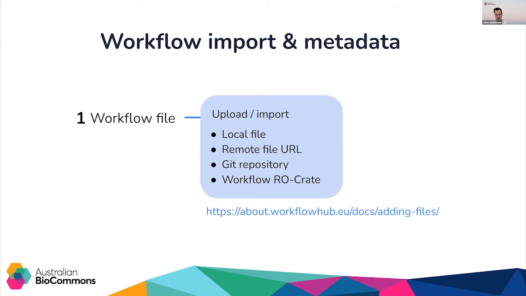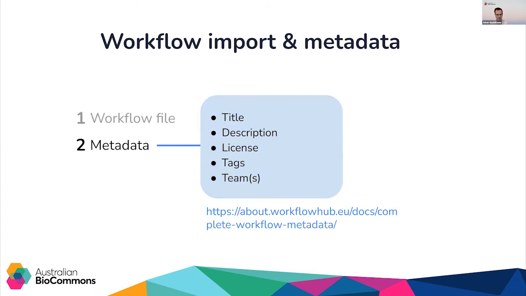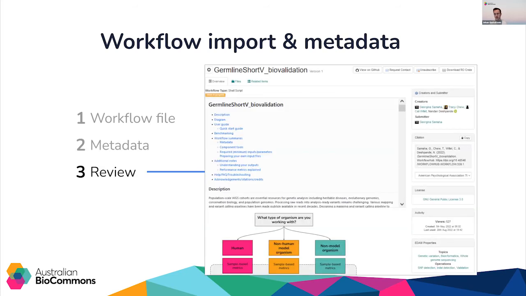And it's a 3-step process. The first one is to provide a workflow file. There are multiple ways of doing this, but the most straightforward and the recommended one is actually just to provide the URL to the Git repository. So there's an integration between Workflow Hub and repositories like GitHub, so that you can point to that URL and it will import a lot of material from the repository into the registry. The second step is to add some additional metadata, and these are things like title, the description, the license, any tags that you want to add, and then indicate what team it's associated with. And then finally, your review.